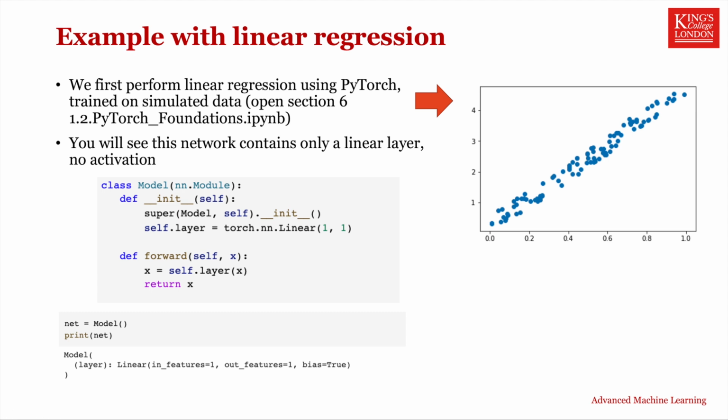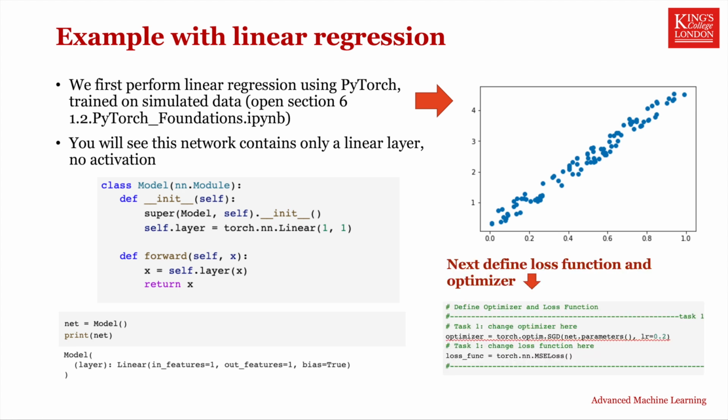Once done, we need to create an instance of it, which we're going to call net. For reference, we can print out the network, and it will report the layers and their operations. The next thing we need to do is create a loss function and an optimizer object. We will again use SGD for optimization, and because it's regression, we're going to use the MSE loss.